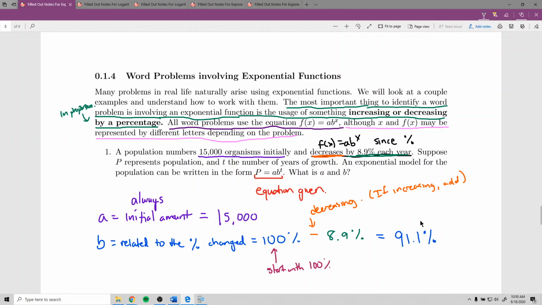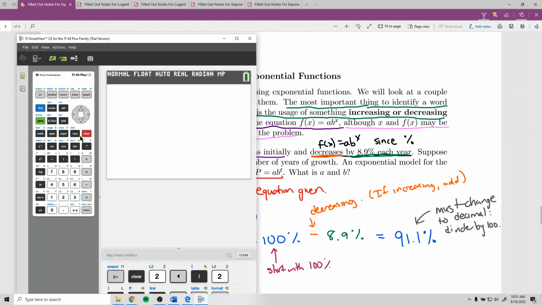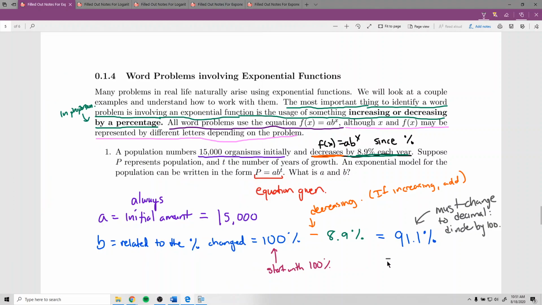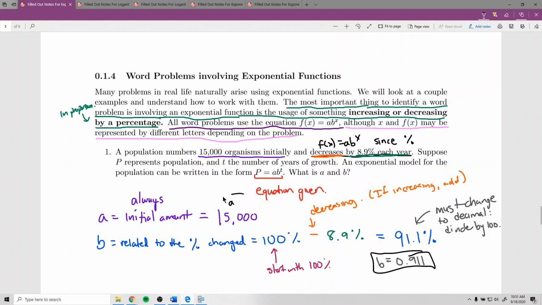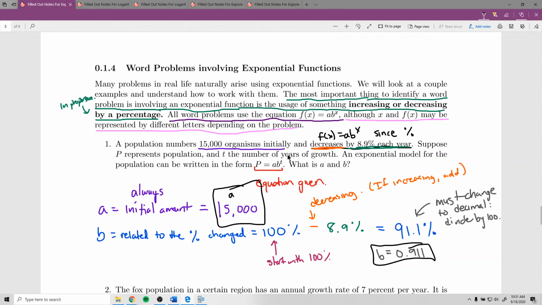Now, one thing in math is that we don't use percentages unless the answer wants a percentage. You must change to a decimal. And remember, to switch from a percentage to a decimal, we divide by 100. If you want to go from decimal to percentage, you multiply by 100. So we take our 91.1, divide by 100. It's going to have the same effect as moving the decimal place to the left twice, and we get 0.911. And that is b. So b is 0.911 and a is 15,000. We're not asked to do anything with this equation, so that's it. We just wanted a and b.